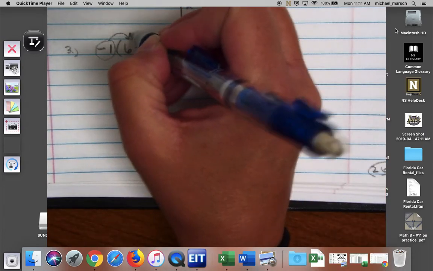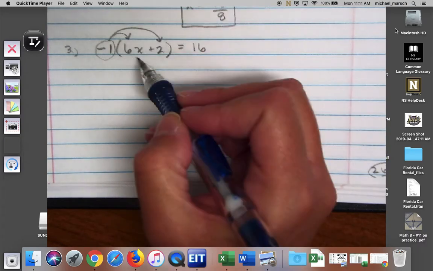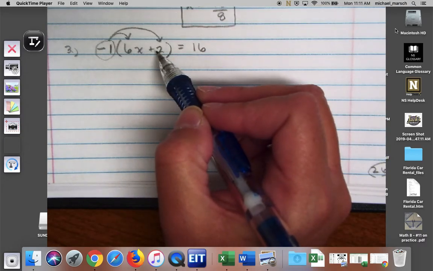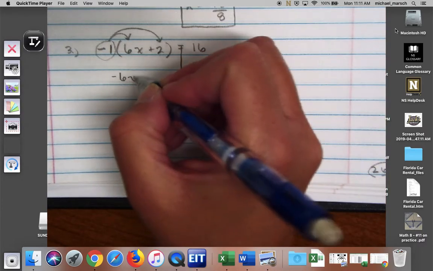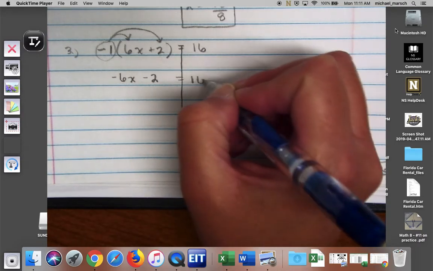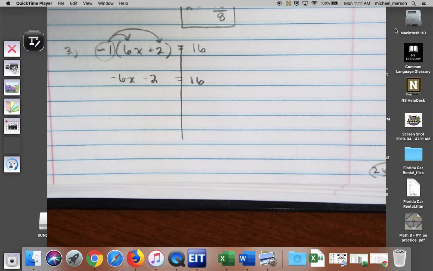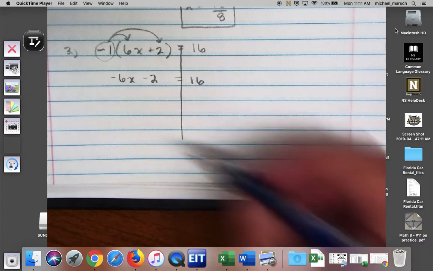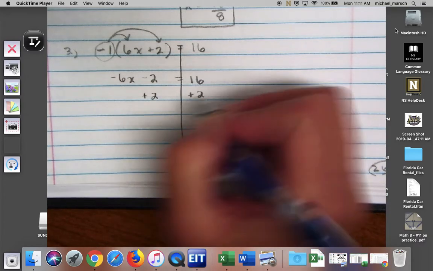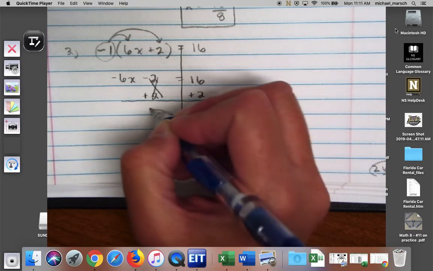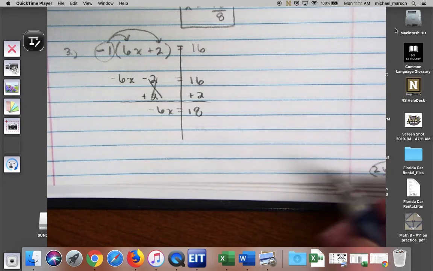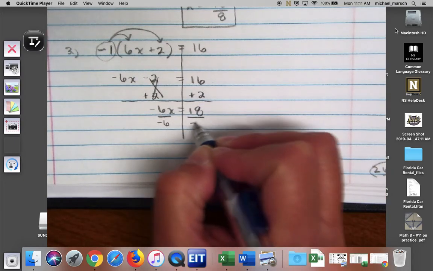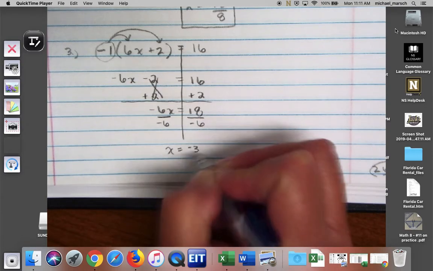So what you just described, Kyson, is exactly what we're going to do. We're going to multiply -1 times 6 and -1 times +2. Let me get my wall of equality here. So I'm actually going to have -6x minus 2 equals 16. Okay, so it changes everything to the opposite values. I'm going to add 2 to both sides. -6x equals 18. Divide by -6. X equals -3.